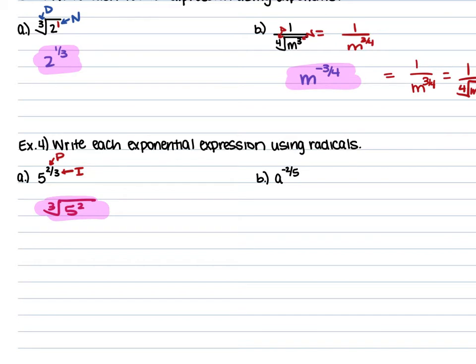For example B, we have a to the power of negative 2/5. First thing that you want to do is turn this negative 2/5 into a positive 2/5. So take the reciprocal of what you have. This becomes 1 over a to the power of 2/5. From here, the 2 is going to be your power, the 5 is going to be your index. So this leaves us with 1 over the 5th root of a squared.